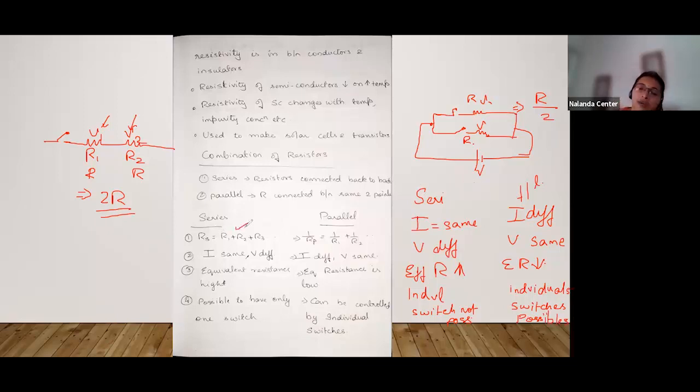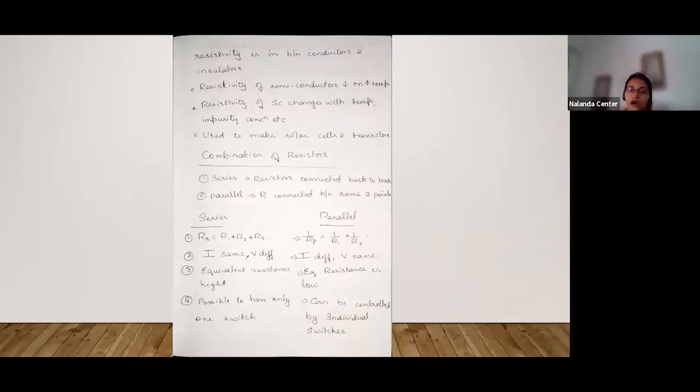So Rs, the effective resistance, is going to be R1 plus R2 plus R3. In case of parallel, it is going to be 1 by Rp equal to 1 by R1 plus 1 by R2 plus 1 by R3. And current is going to be the same as far as series is concerned. Please remember the water flow. Current is going to be different in case of parallel. If current is the same, then voltage is going to be different. If current is different, then voltage is going to be the same. Equivalent resistance is high in series and low in parallel. It is possible to have only one switch in series, while in parallel it can be controlled using individual switches. So this is the story of combination.